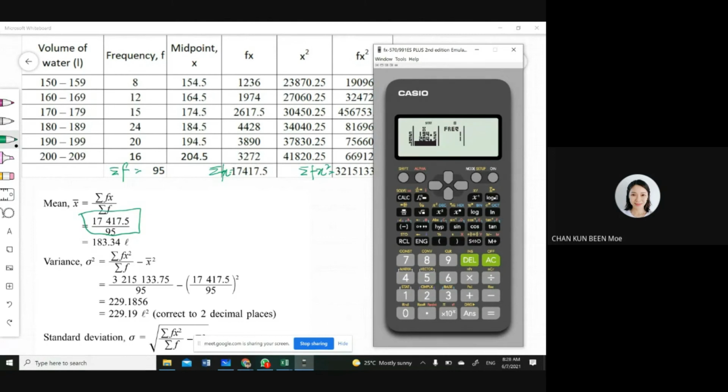Okay, then you use your arrow here to move to the right. We are going to insert the frequency. You can move it up to the first data again. Same thing, you just need to key in the number and then press equal to enter the data. So 12, enter, 15, enter, 24, enter, 20, enter, 16, enter. Done? Okay, good. So you can see all the data is already displayed over there.